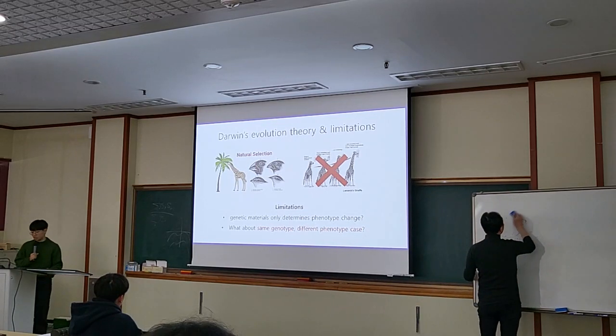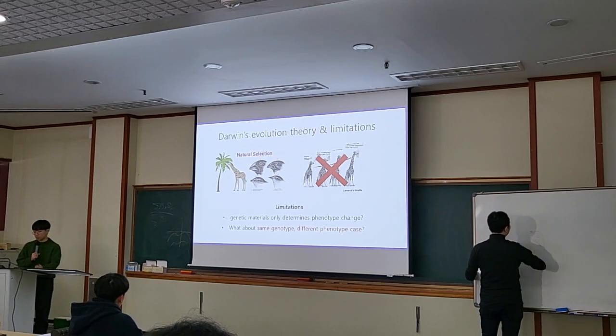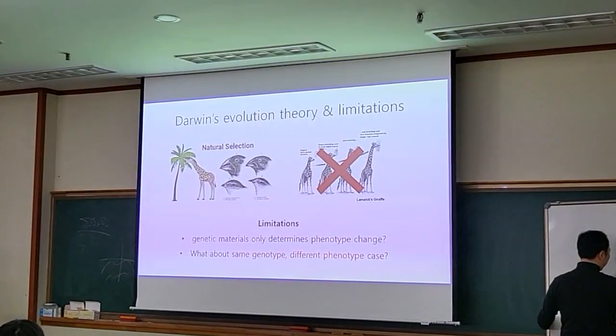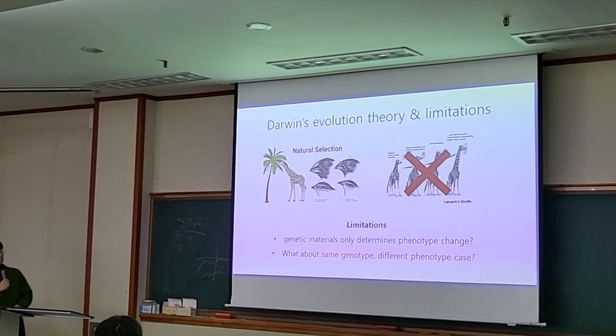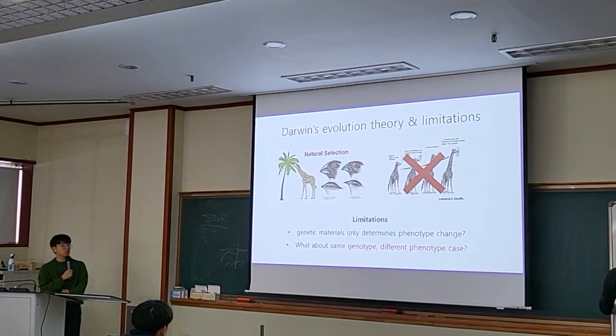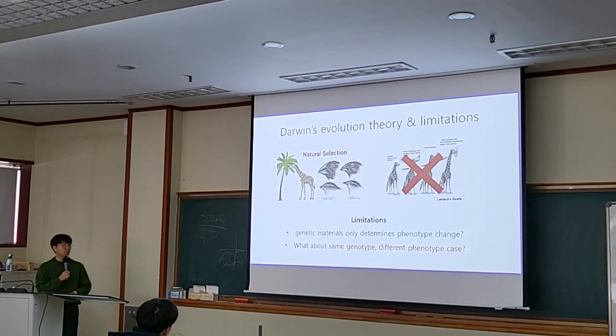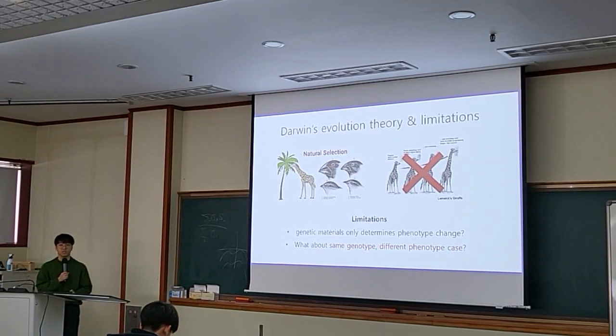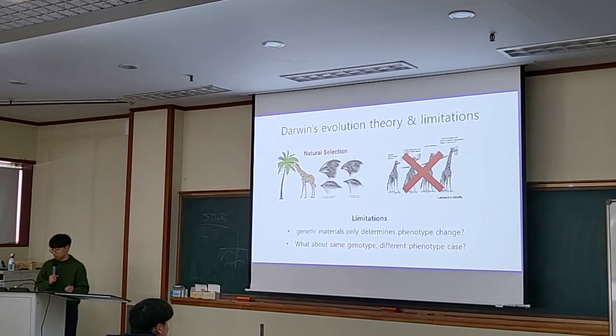Do genetic materials alone determine the phenotype change, or what about the same genotype and different phenotype cases? In these cases, we can also see the differences, even though the individuals have similar genotypes, they show significant phenotype differences. So I'll show several of these cases on the next page.